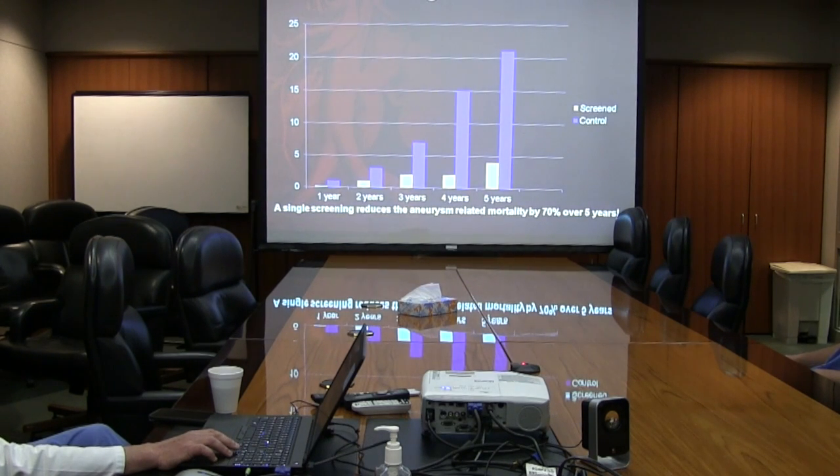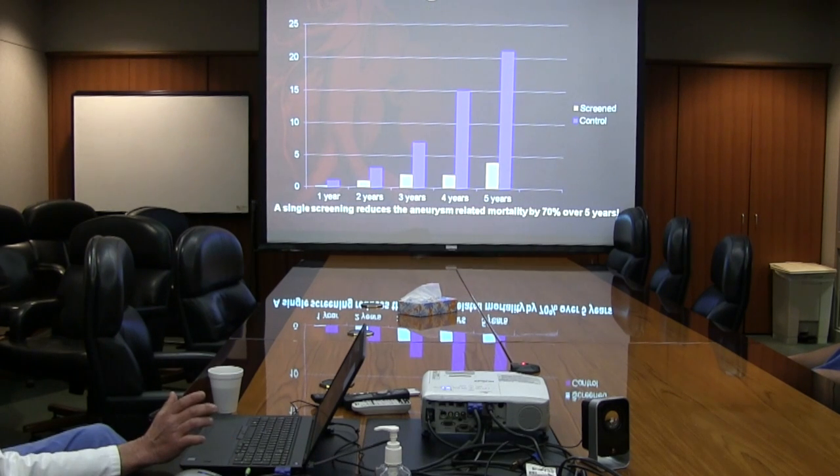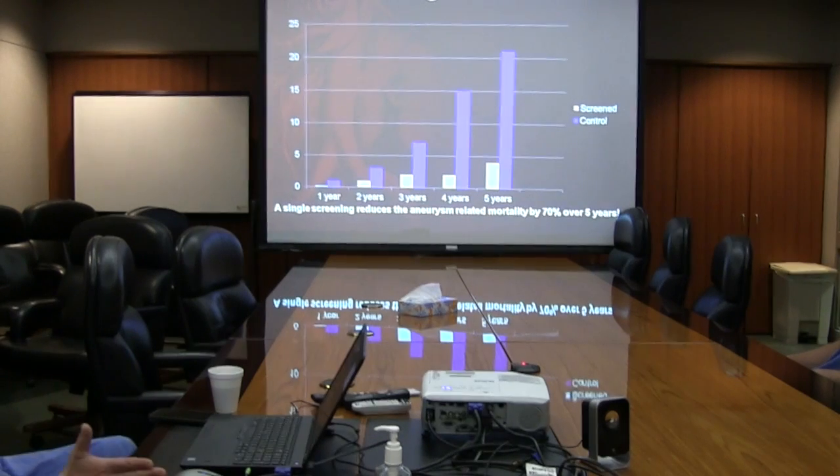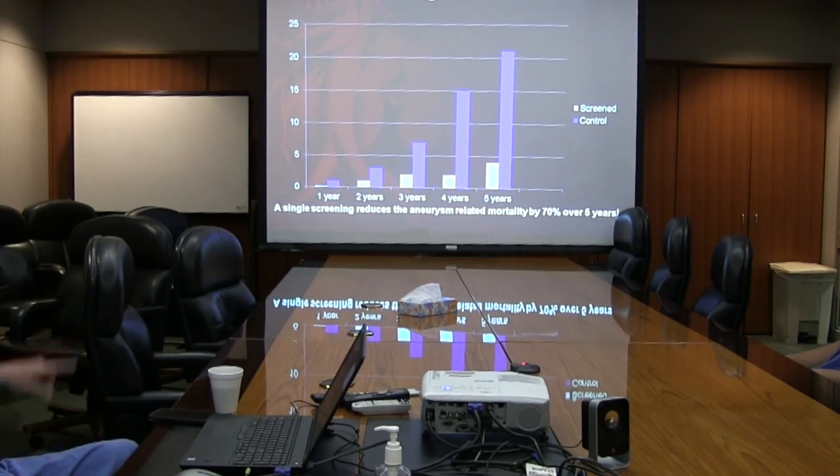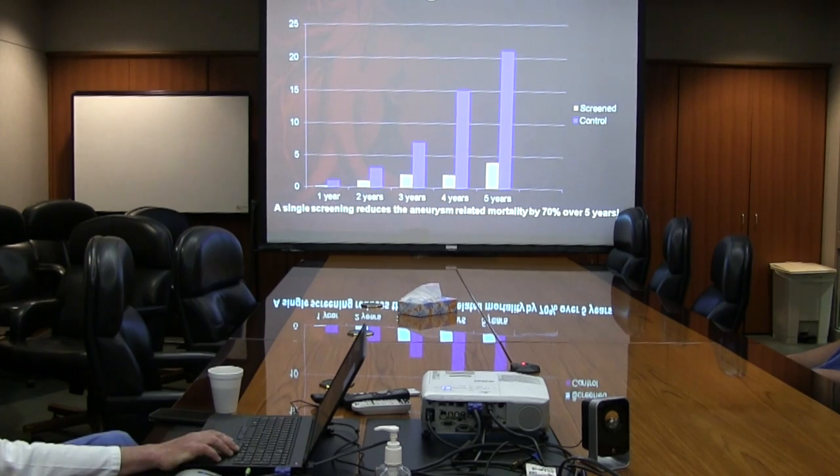In this study, they took people at risk, and the treatment group got screened, the control group didn't get screened, and then they followed them for 5 years. The control group, the darker purple, you can see in 5 years their mortality was over 20%. The screened group was less than 5%. The only intervention they did was an ultrasound of the aorta, and they decreased the mortality. So if you've got patients at risk, you do that one ultrasound, which is free, and you're saving lives. That's why it's so important.